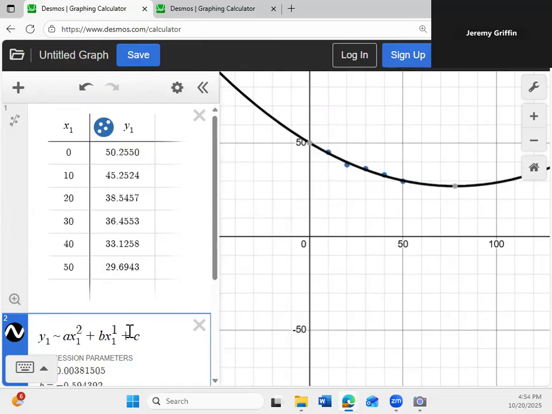I forgot to mention this earlier for linear regression. I know in Microsoft Excel, you can also create a linear regression. It probably does parabolas too. I've never done that in Excel, but there's Desmos, you can do it.